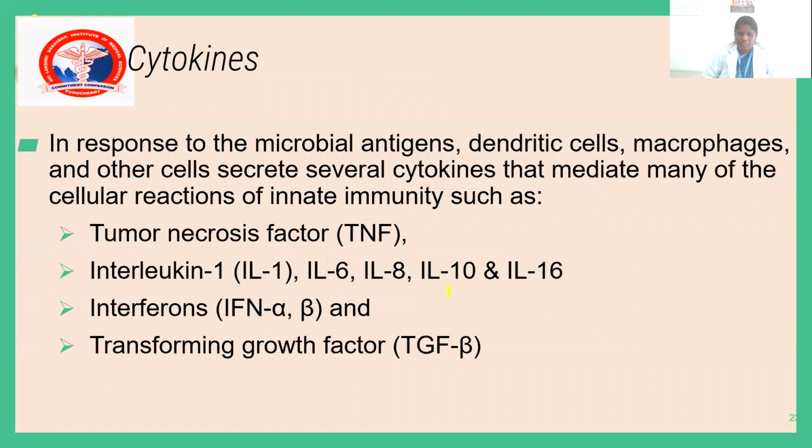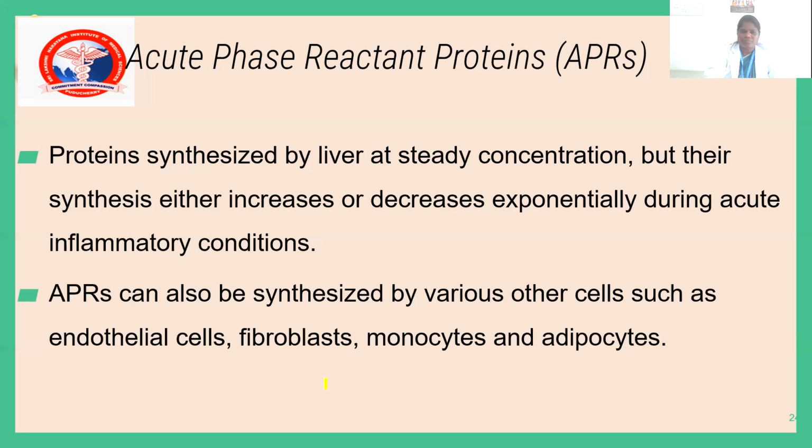Okay. Coming to the cytokines, in response to microbial antigens, dendritic cells and macrophages produce several cytokines that mediate many of the cellular reactions of innate immunity. For example, they are able to produce tumor necrosis factor, interleukins, interferon, and transforming growth factor. Because of these, the bacteria are killed.